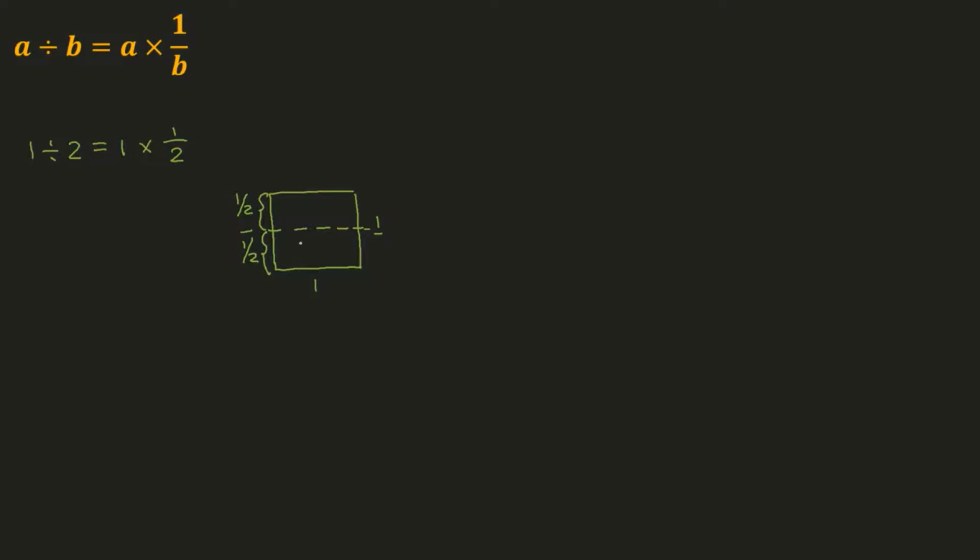So a square with area of 1 divided into 2, then 1 unit is this little rectangle with a length of 1 and the height of 1/2. And the area of this rectangle is 1 multiplied by 1/2, which is 1/2. So you see we started with 1 divided by 2, and that is the equivalent of 1 multiplied by 2's reciprocal, which is 1/2. Now instead of 1 divided by 2, let's try 1 divided by 3.